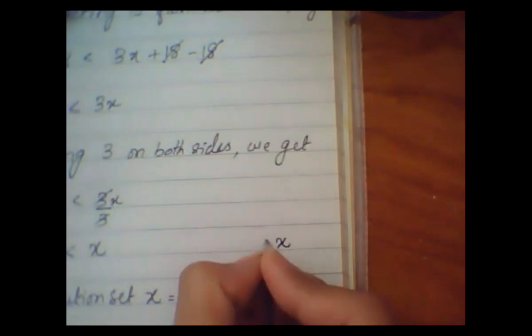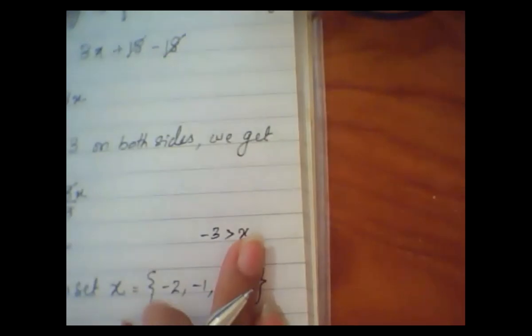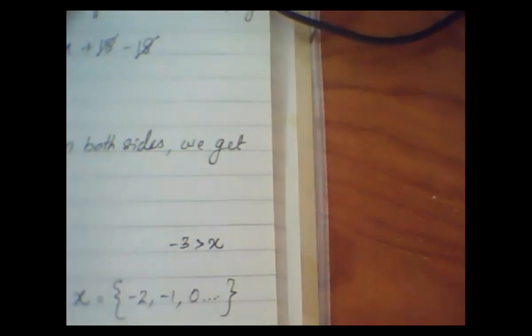If it is written that, for example, x is less than minus 3, then what will be the solution set? Minus 4, minus 5 and so on. I hope that now these questions are properly clear to you, right?